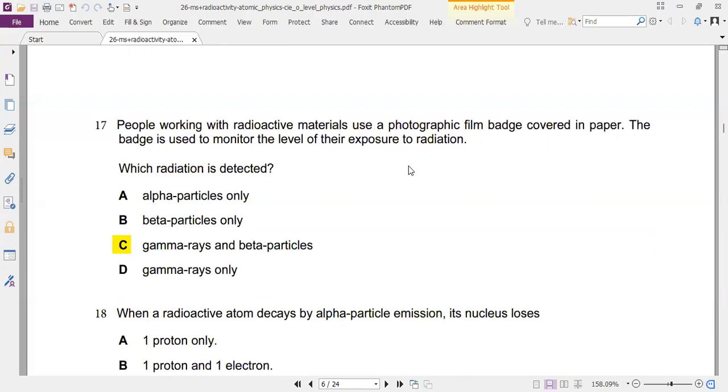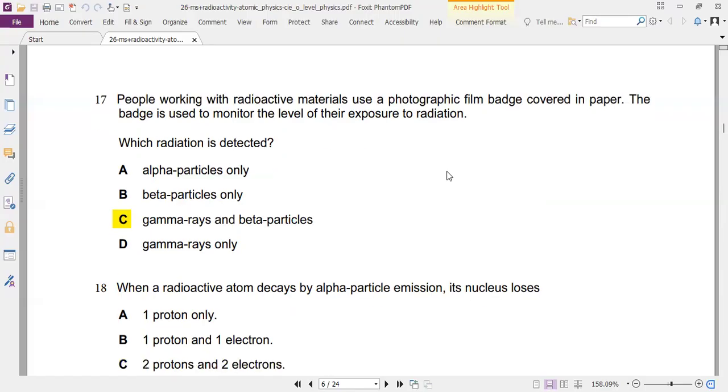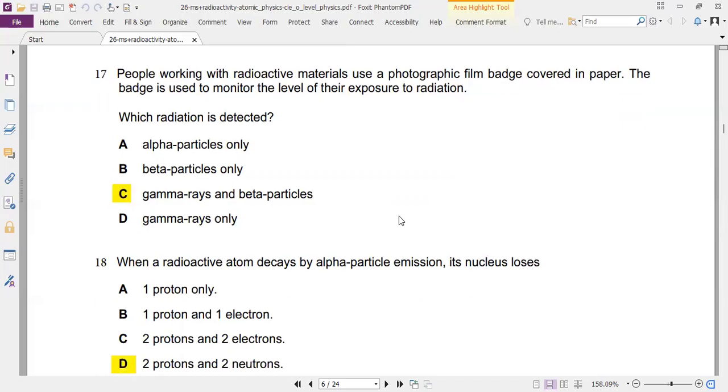Number 17. So a photographic film badge is used and it detects gamma and beta. Why? Because alpha particles cannot pass through the photographic film. So the marks on the photographic film will show how much radiation the person has been exposed to. And if it reaches a certain limit, they shouldn't be allowed to enter the premises. This is how the photographic film system works.